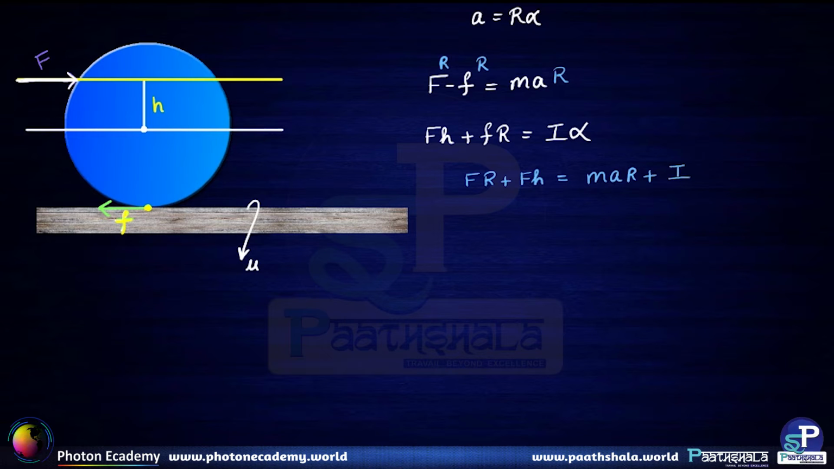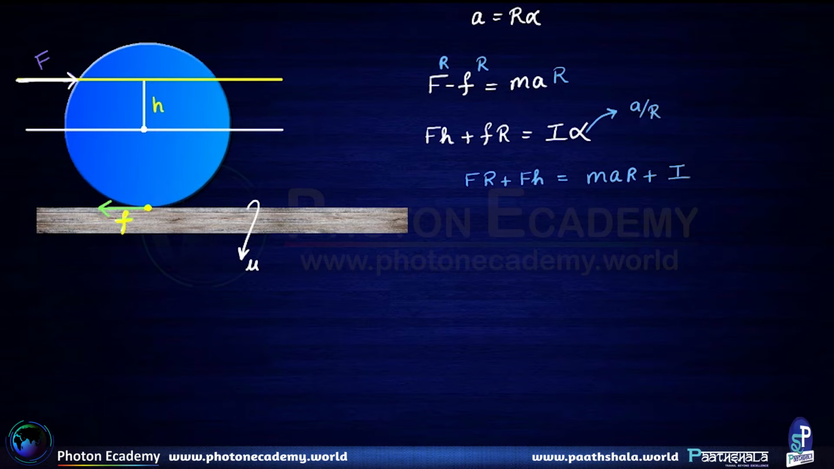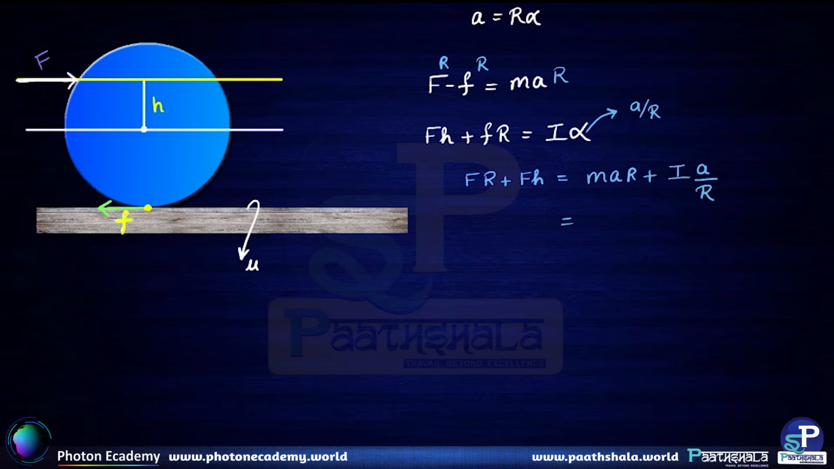Now instead of writing alpha over here, I am writing a divided by r, because if I do this, then I'll get only a as the unknown. So this is I into a divided by r. So after doing this, we can understand that a is the only unknown left. If we simplify the right hand side, what do I get? I get a into bracket mr square plus I whole divided by r.